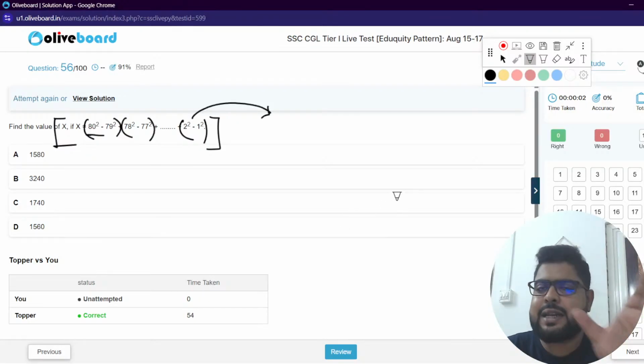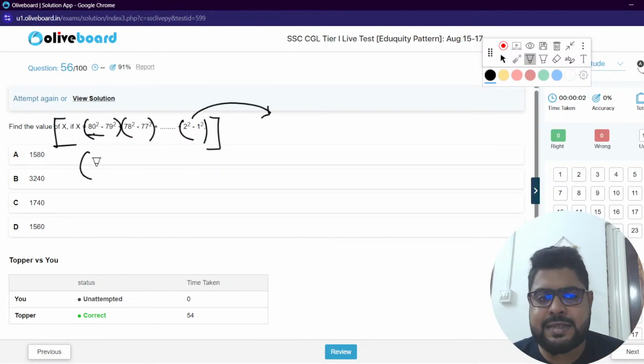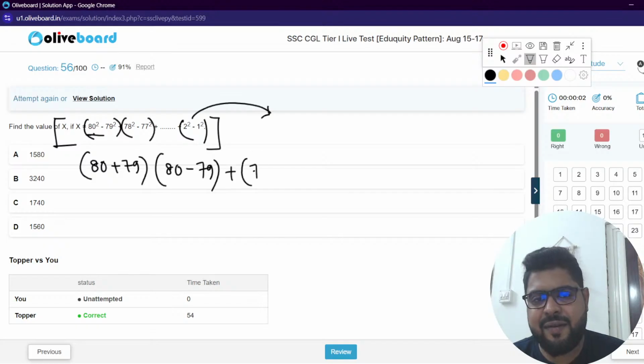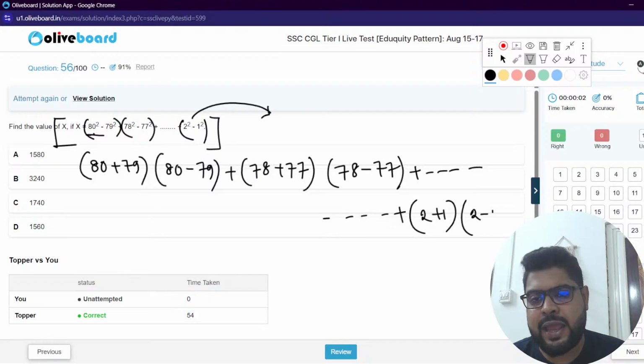So there is another way of thinking, but again, this is the better way. It is a square minus b square, because a square minus b square you can write as a plus b into a minus b. Next one, a plus b into a minus b, and it will go on. So last, it will be a plus b into a minus b.